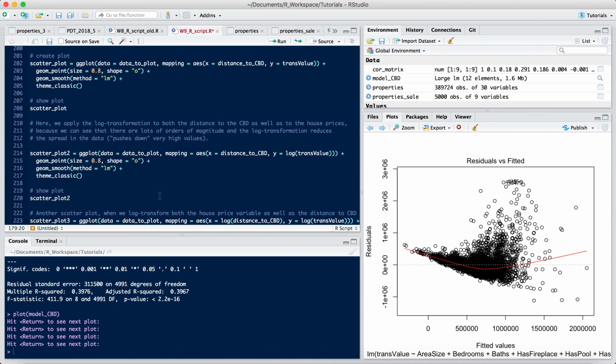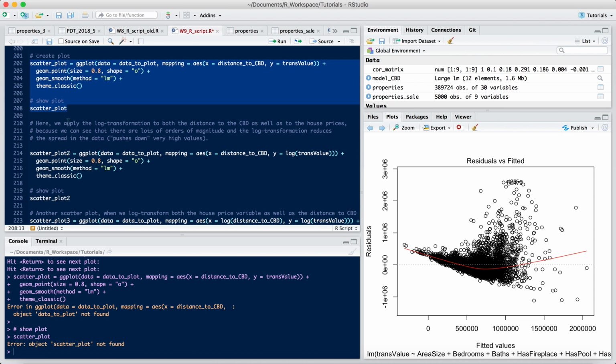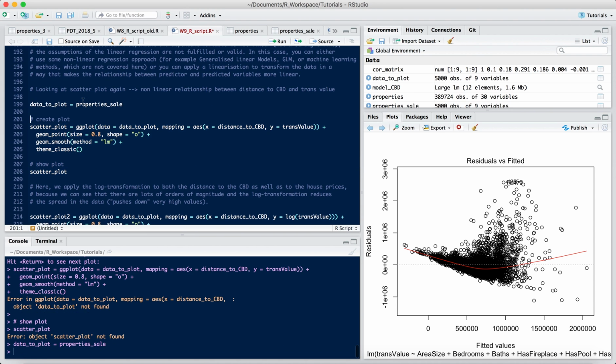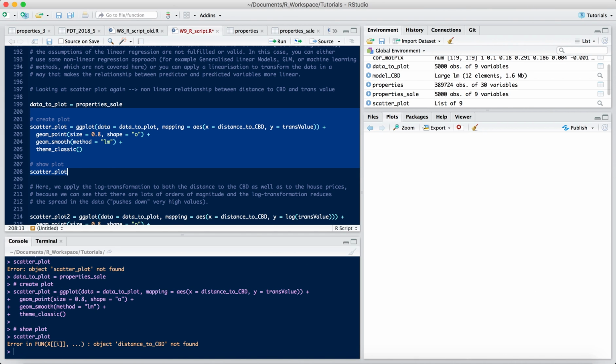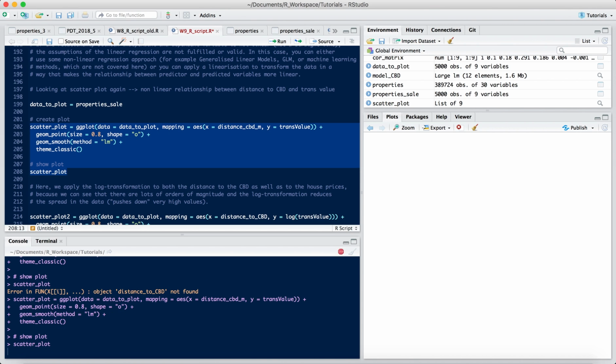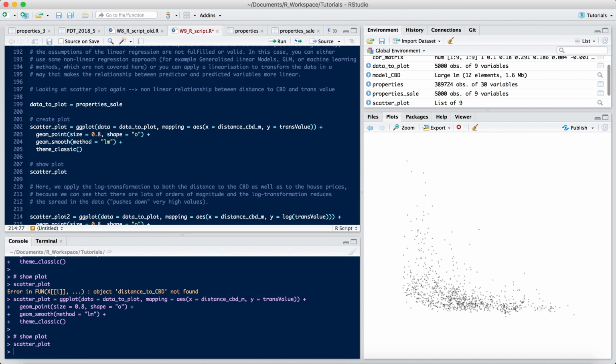We actually can do that, and we do that here. First we look at distance to CBD versus transaction value on a scatter plot. So let's execute this. First we create that data set, then we create the scatter plot. Again, we have to change the parameter name. I should have done that before. My apologies. We'll get there. And voila. The computer is calculating and is showing this. What is happening?